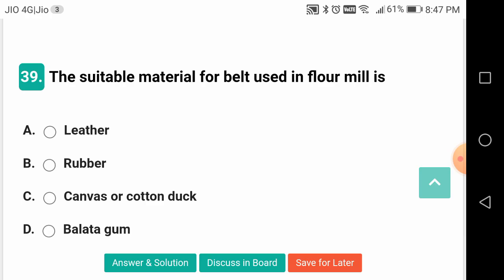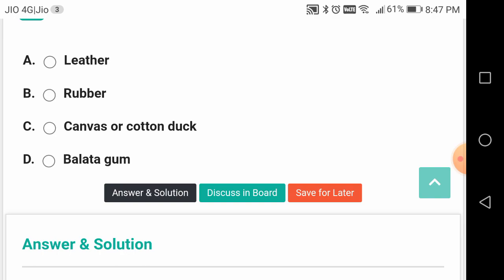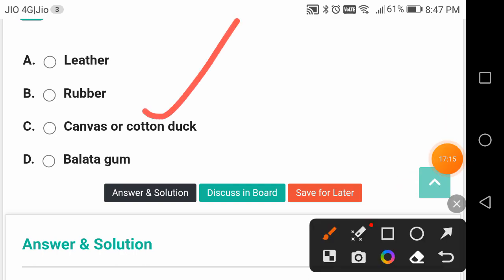The suitable material for belt used in flour mill. This is a good question, once again, friends. This is going to be canvas or cotton duck.